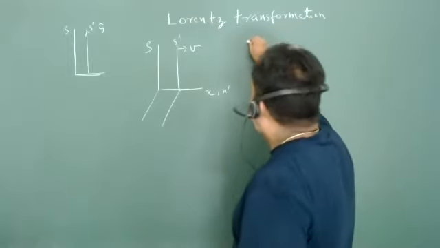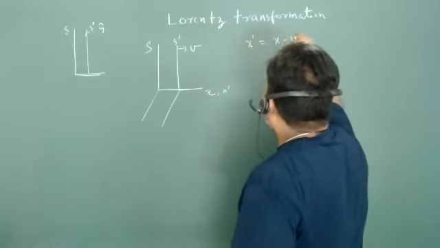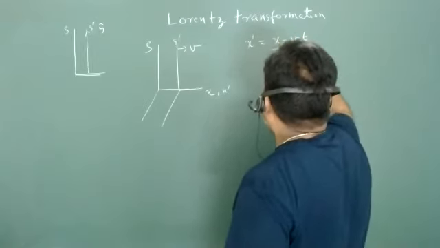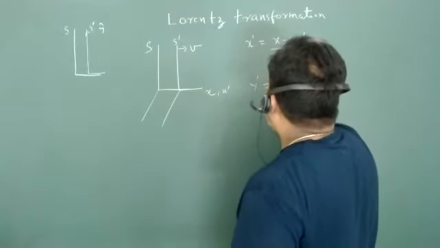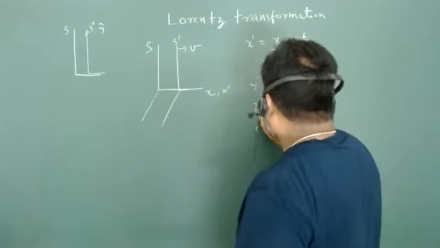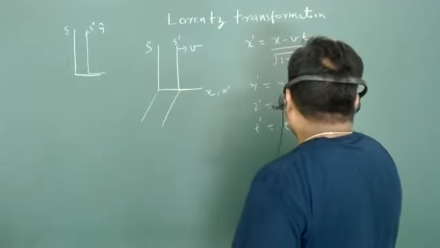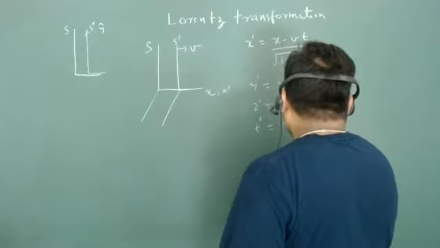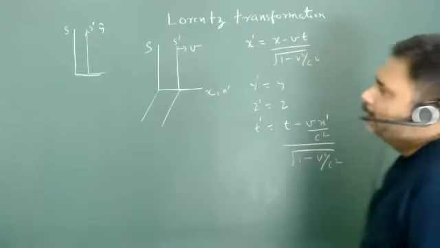The Lorentz transformation is X dash is equal to X minus Vt over root under 1 minus V square upon C square. Y dash is equal to Y, Z dash is equal to Z, and T dash is equal to T minus Vx upon C square over root under 1 minus V square upon C square. So this is our Lorentz transformation.